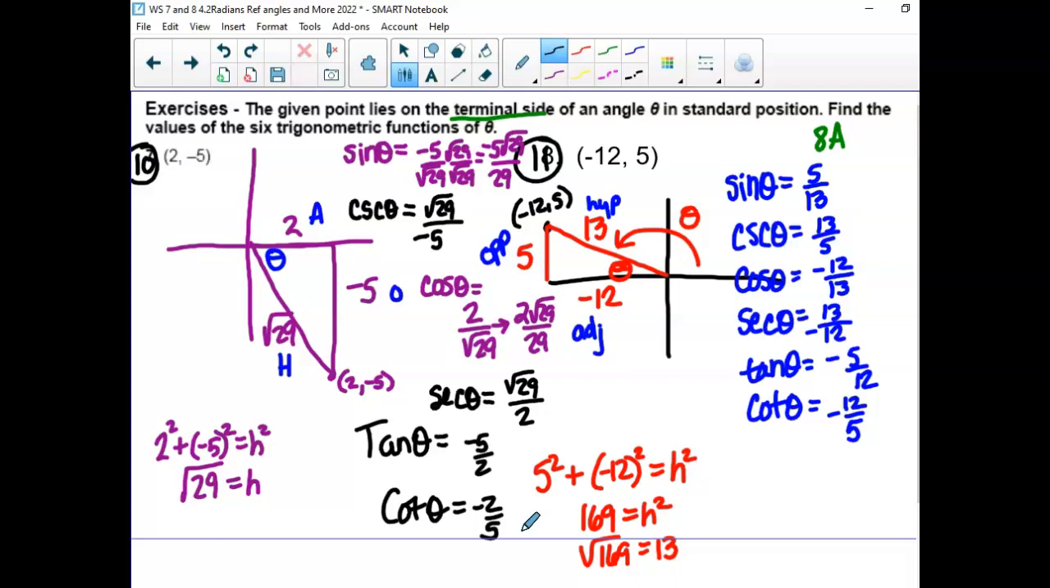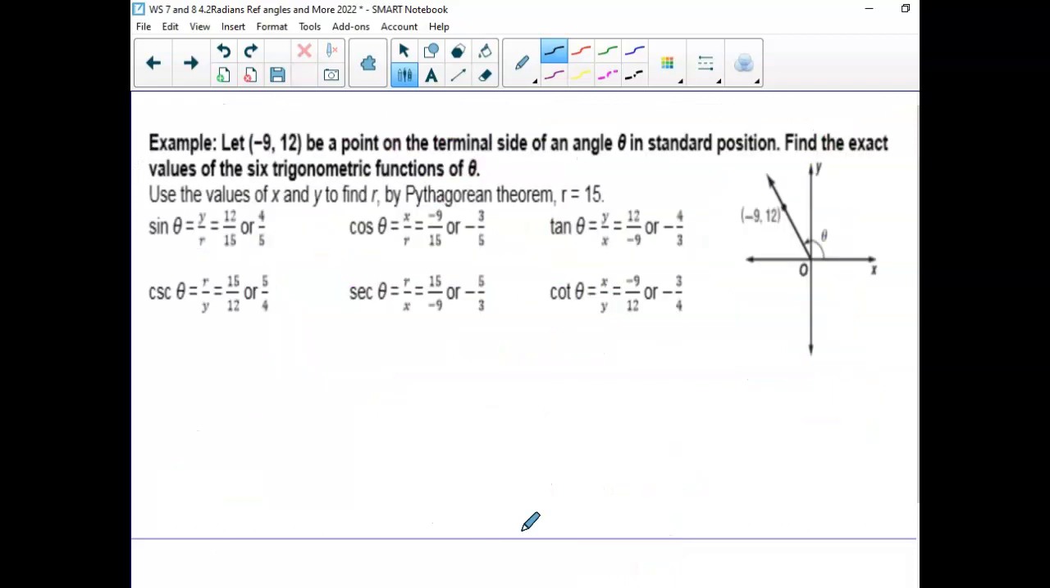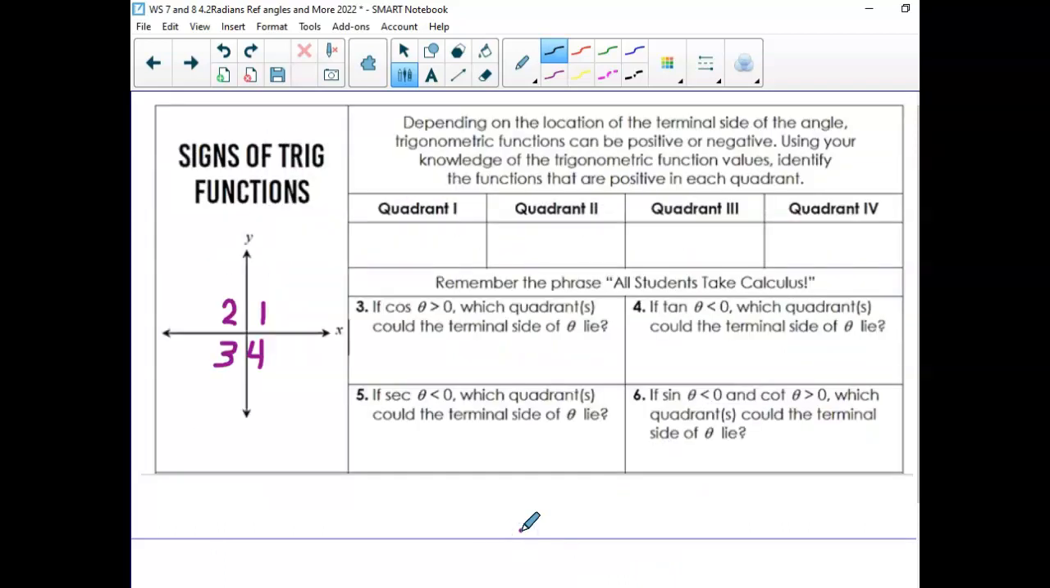All right, I want you to back up for a second, and I want to talk about what happens in each quadrant. The quadrants are numbered 1, 2, 3, 4. In this quadrant, both the x and y values are positive. Does that make sense? So anything I do in that quadrant is going to have positive results. There's no negative numbers. So all 6 trig functions are positive in quadrant 1.